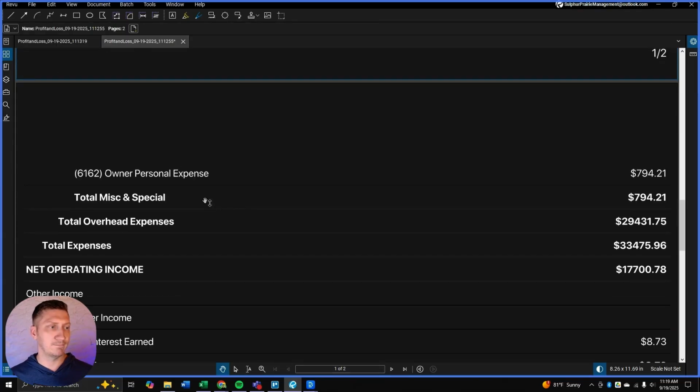We get down to the bottom, we have our total miscellaneous, or our total overhead expenses, 29,000. And our total expense is 33. So we take our gross profit minus the 33 and we're left with 17,700. This net operating income is, accrual based, what we brought in a month and what we spent this month, what we would show as profit.